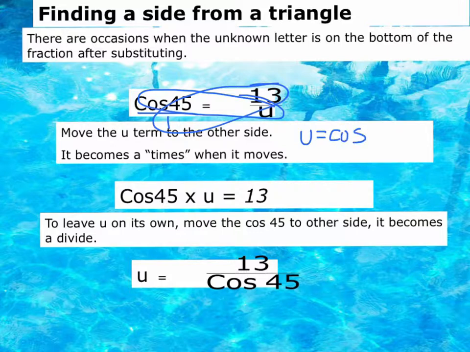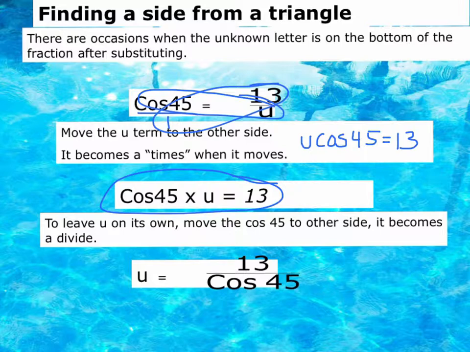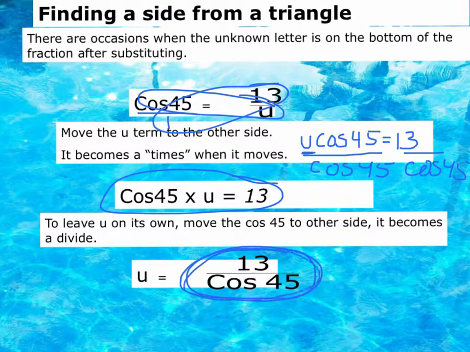Oops, sorry, that's incorrect. I would get u times the cosine of 45 is equal to 13. But remember, we are trying to locate what u is. So let's go ahead and divide both sides by cosine of 45. Then on my calculator, I would type in 13 divided by cosine of 45, and that would give me the u. And then I can find that missing side length. Just a reminder, this works for tangent and sine. I just don't want to do the same thing 3 times.